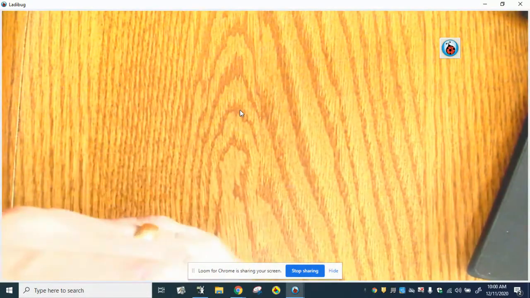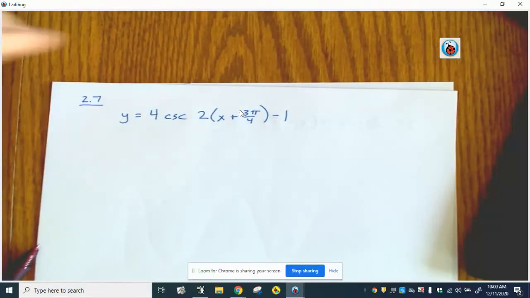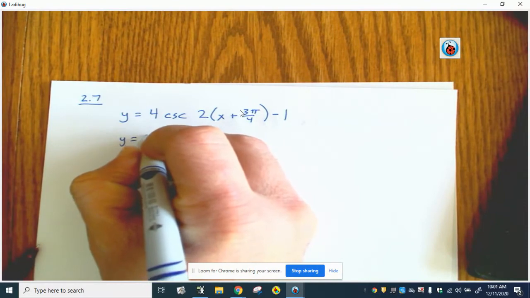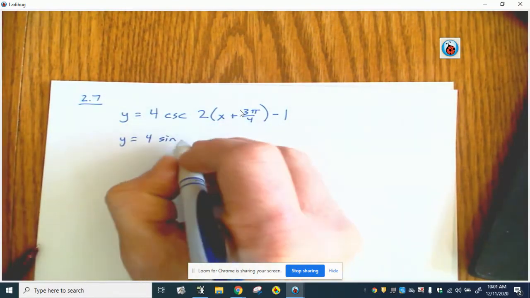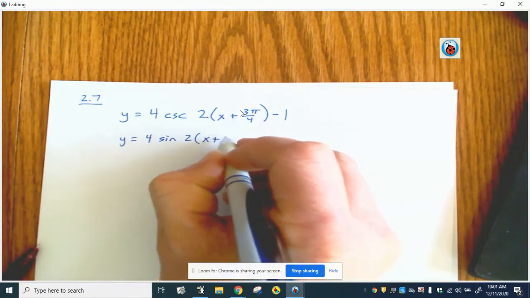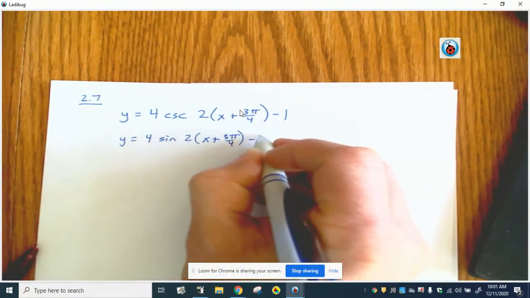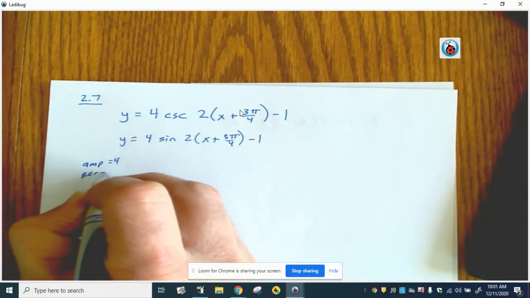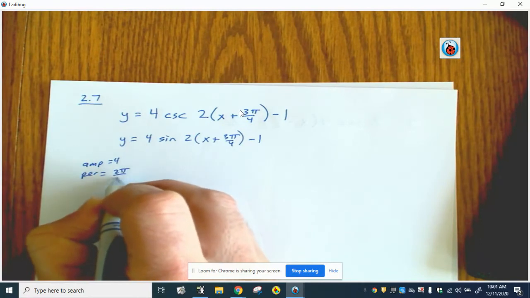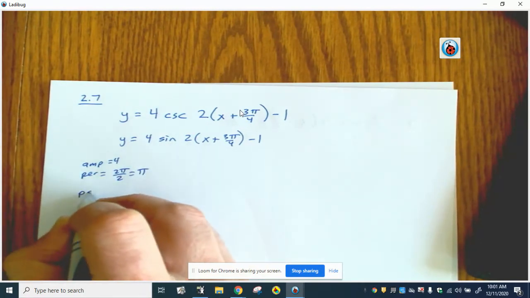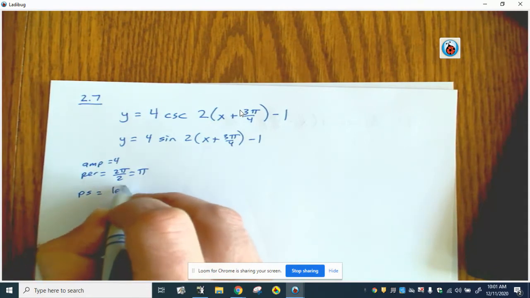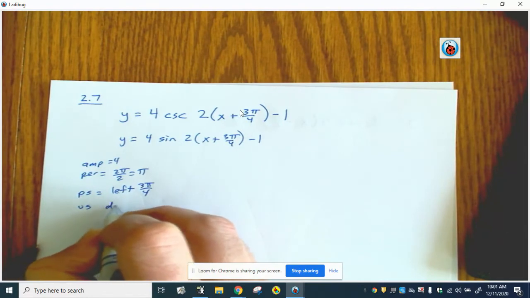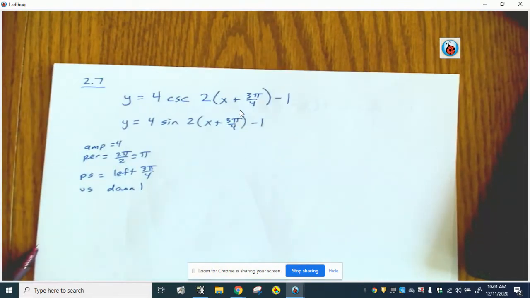2 more graphs. So let's go through the cosecant graph. Remember, first thing I would do is basically graph the reciprocal version, the sine version. Everything else is the same. So amplitude would be 4. Period again, 2 pi over the b. Phase shift would be left 3 pi over 4. Vertical shift down 1. So I'm going to graph the sine version.